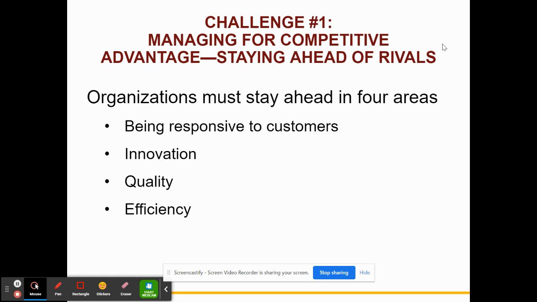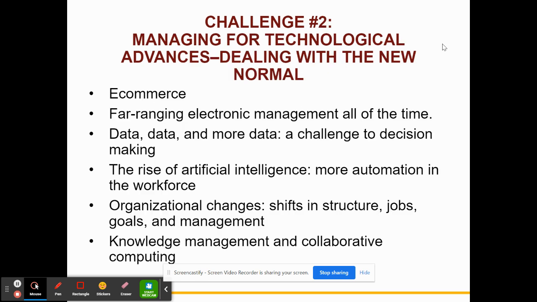And I mean, let's be honest, it's why it's challenge number 1, maintaining a competitive advantage through these 4 areas. Okay. Dealing with the new normal. So e-commerce. Okay. So I don't think we need to go too deep into understanding what e-commerce is. Far-ranging electronic management all the time. So in terms of handling customer data, right, and then using that customer data to market to them as individuals.